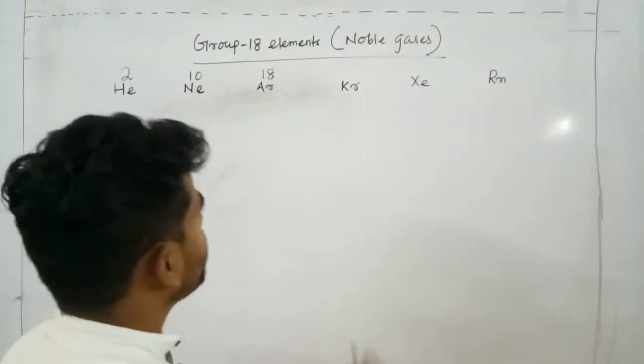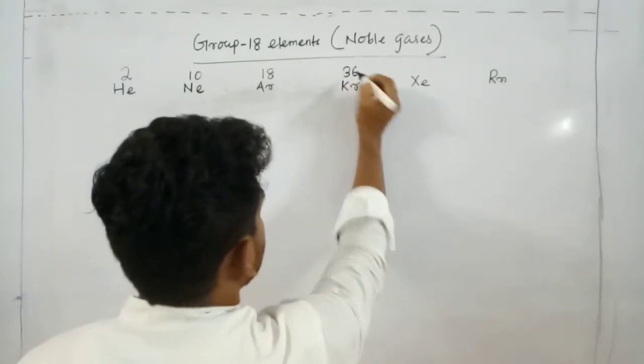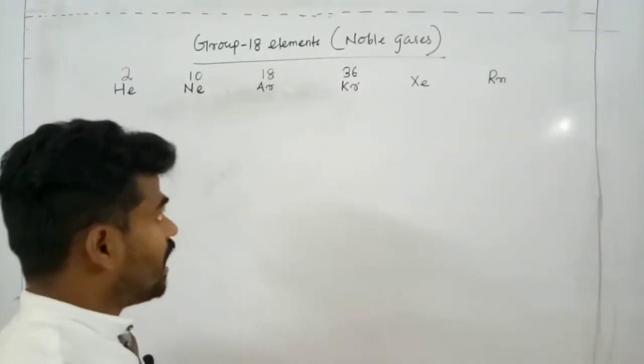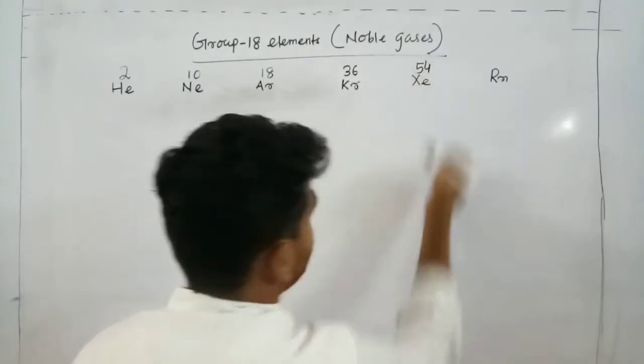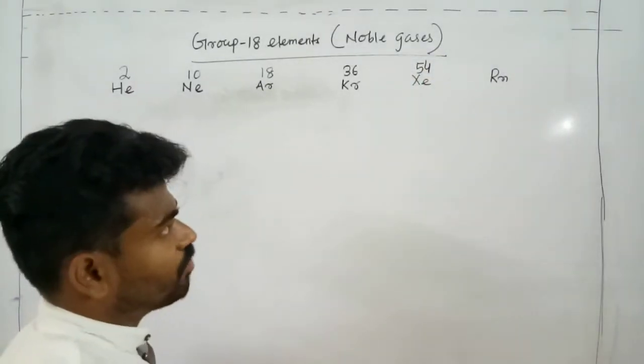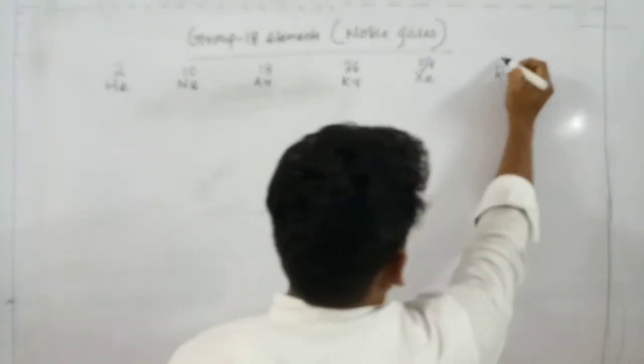So helium is 2, then you add 8, that will be 10, then you add again 8, that will be 18. So 2, 8, 8, next magic number is 18, you will get 36 over here. Next you add 18, that will be equal to 54. Next 32, that is incomplete, just add it, that will be equal to 86.